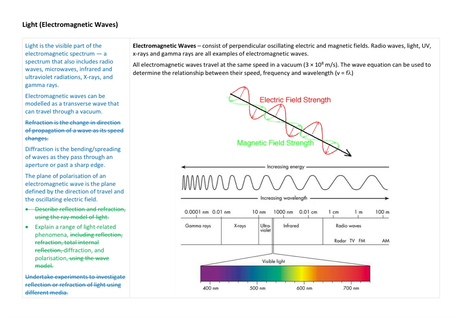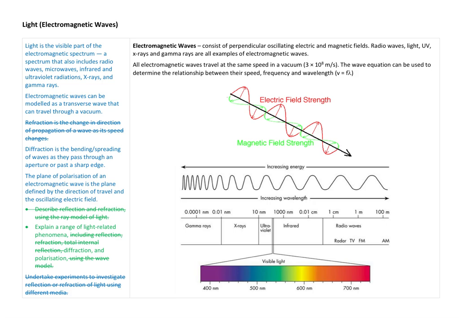Okay, so what is an electromagnetic wave? Electromagnetic waves consist of oscillating electric and magnetic fields. Radio waves, light, UV, X-rays, gamma rays are all examples of electromagnetic waves. We could have thrown in things like infrared as well. If we look at this down here, this is what we call our electromagnetic spectrum.